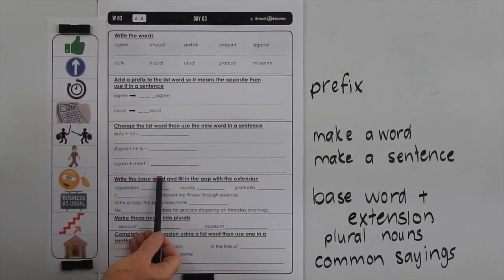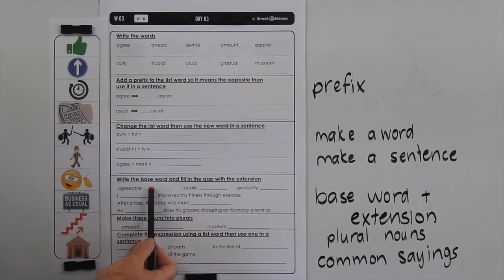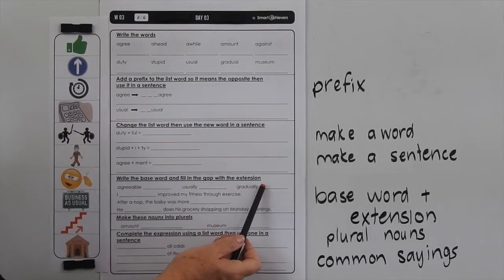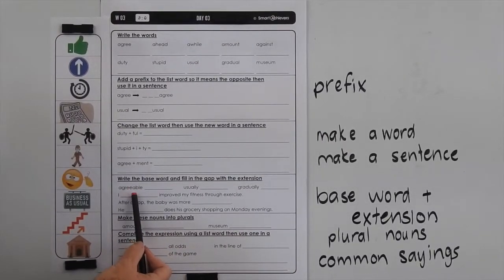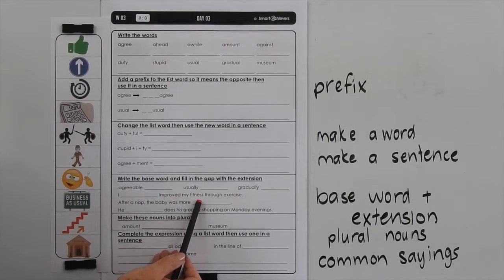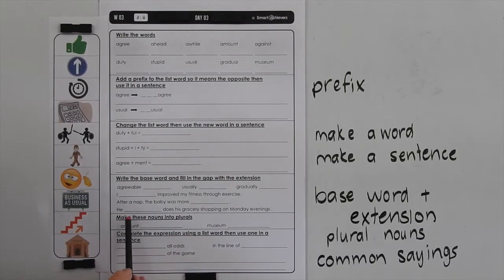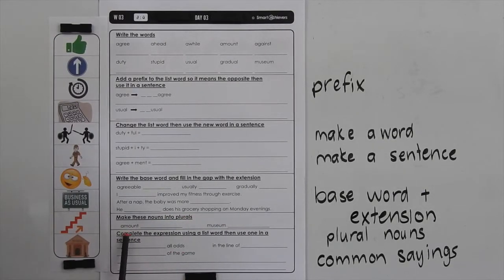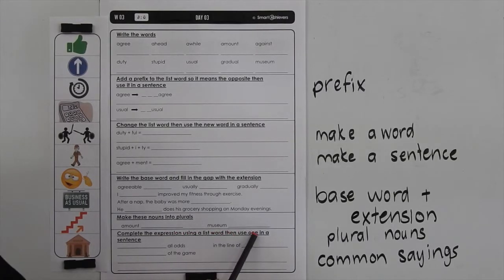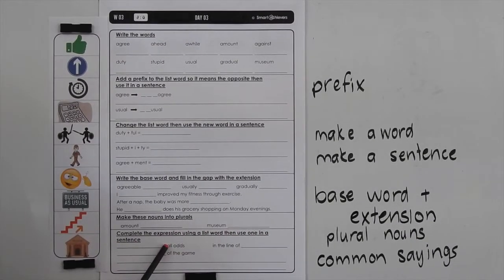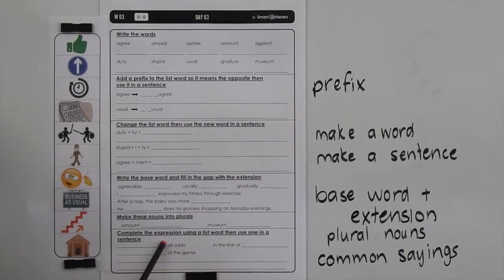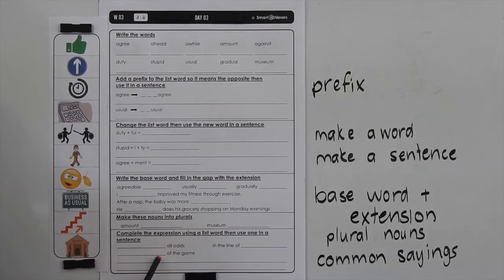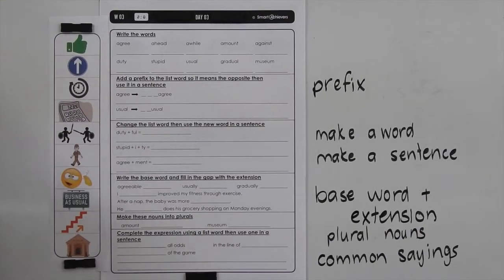Now down the bottom, write the base word and fill in the gap with the extension. So you've got to work out what the base word is from each of these extended words, and then fill in the sentences with the correct extension of those base words. Make these nouns into plurals, so you've got amount, museum, and down the bottom we want you to complete the expressions using a list word, then use one of them in a sentence. So you have to show what one of these sayings means, but you really need to understand each of them because they're quite common ones. So we've got against all odds, ahead of the game and in the line of duty. So just use one of those to show that you know the meaning of it.